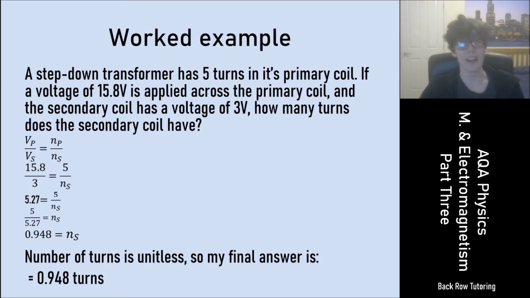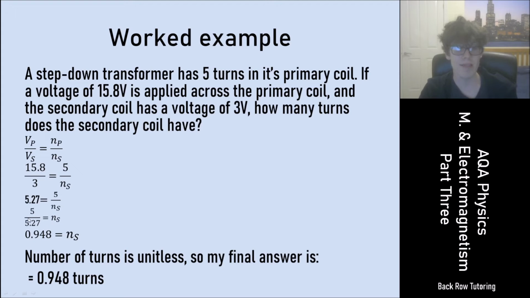Right, so again, first thing we're going to do is write out our formula. Voltage across the primary over voltage across the secondary is equal to number of turns in the primary over number of turns in the secondary. Subbing in our numbers, we'll have 15.8 divided by 3 is equal to 5 over the number of turns in the secondary coil. Well, 15.8 divided by 3 is 5.27. So now we'll have that 5 divided by the number of turns in the secondary coil is equal to 5.27.